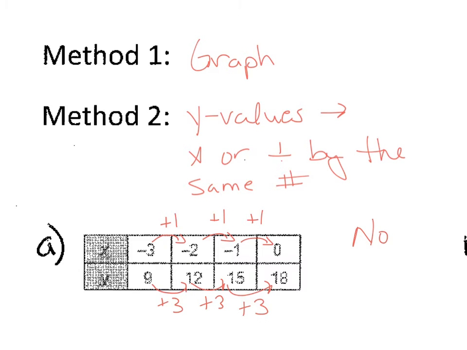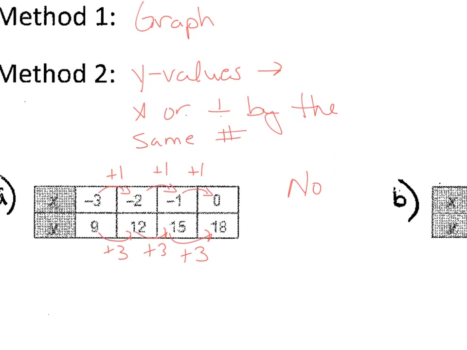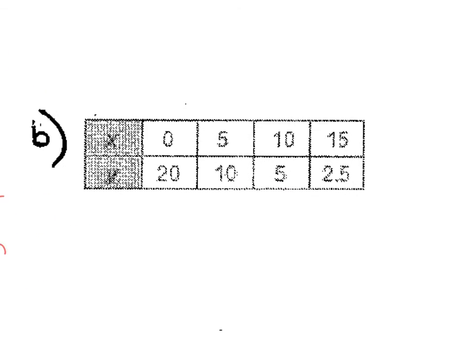So when I write my answer here, it's going to be no. And then you're going to talk about how this is linear or makes a line. This is a linear function. If it adds or subtracts the same amount all the way through, that's linear. All right, so now let's look at this guy.